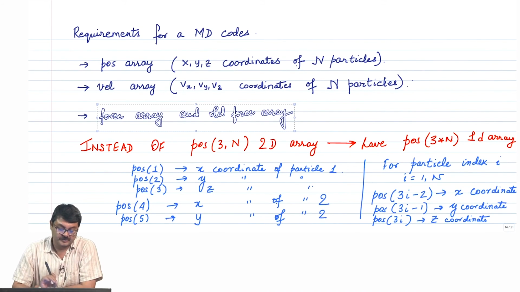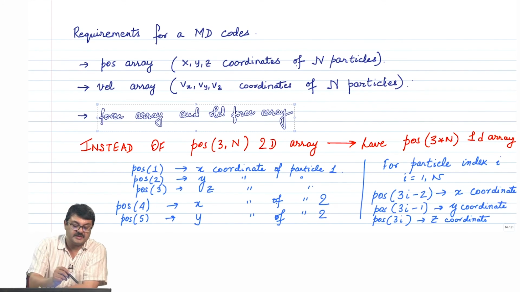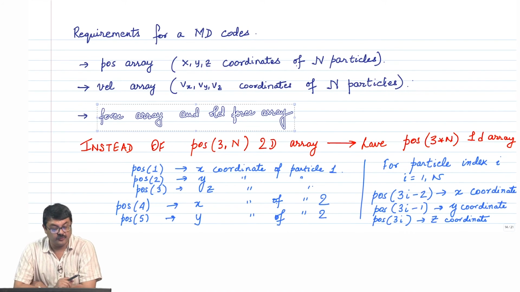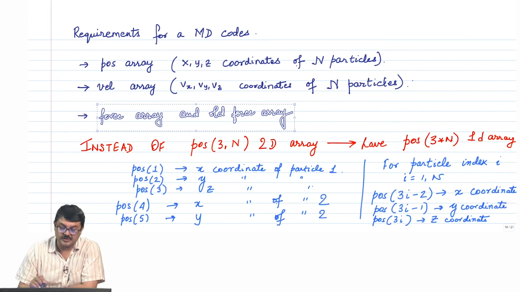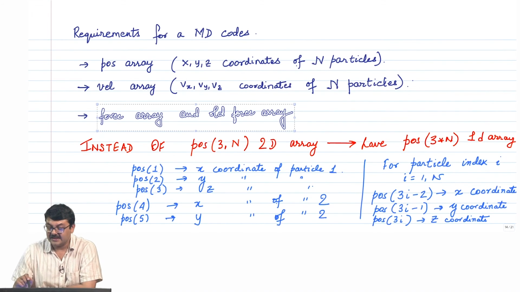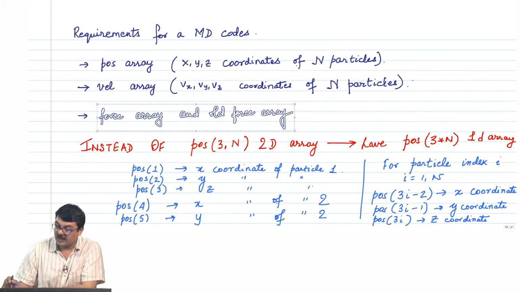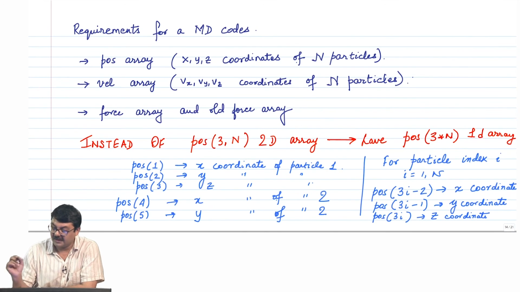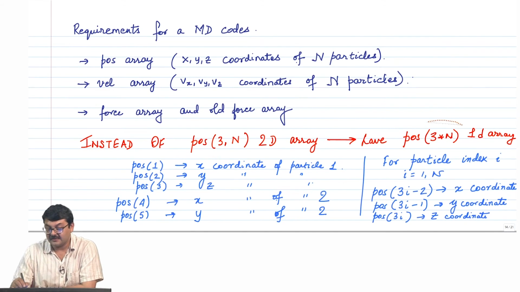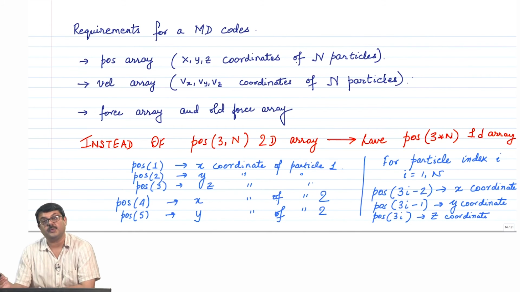At the moment, you should just accept what I say: instead of choosing these arrays pos, vel and force to be a 3 cross n dimensional array, 3 being because there are 3 degrees of freedom for each particle, 3 degrees of position and 3 degrees of velocity, and n being the total number of particles, instead of choosing a 2D array, you should first of all have a one dimensional array, and the length of the array should be 3 into n.